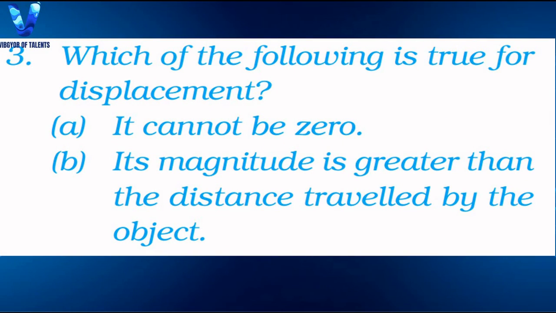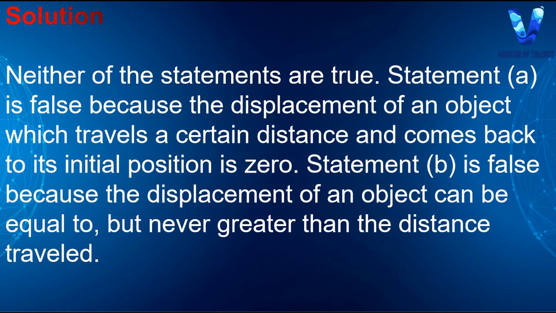So let's go to the third question. Which of the following is true for displacement? A. It cannot be 0. B. Its magnitude is greater than the distance traveled by the object. This question is very simple. So let's look at the solution now. Neither of the statements is true. Hope you agree with it. So now let's see what is the reason for it.